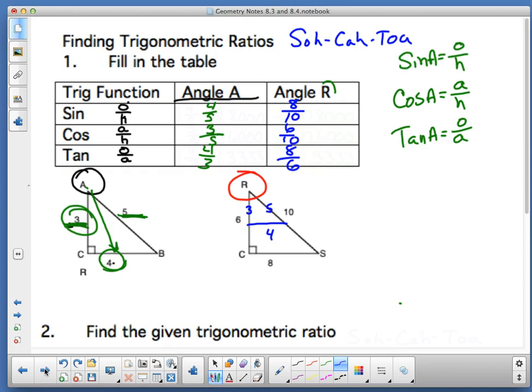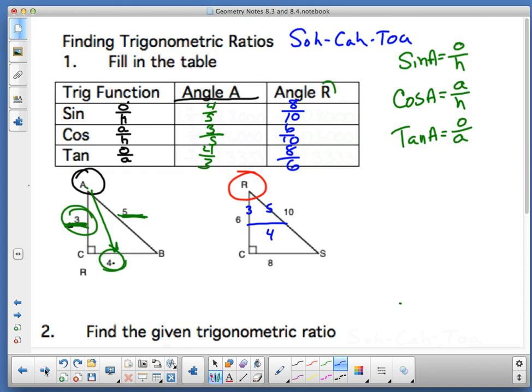They were similar triangles. R is the same angle value. It'll return the same ratio. Check it out. 4 divided by 5 is 0.8. 8 divided by 10, 0.8. 3 divided by 5 is 0.6. 6 divided by 10, 0.6.